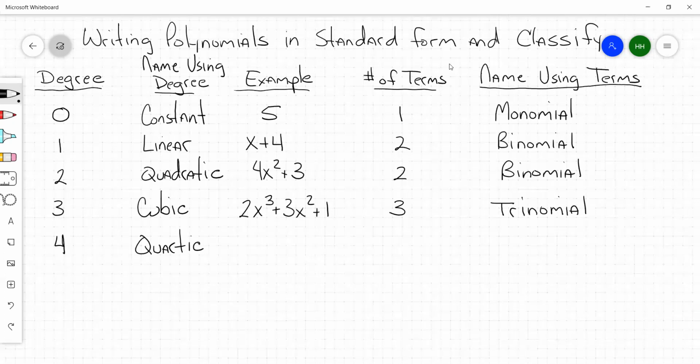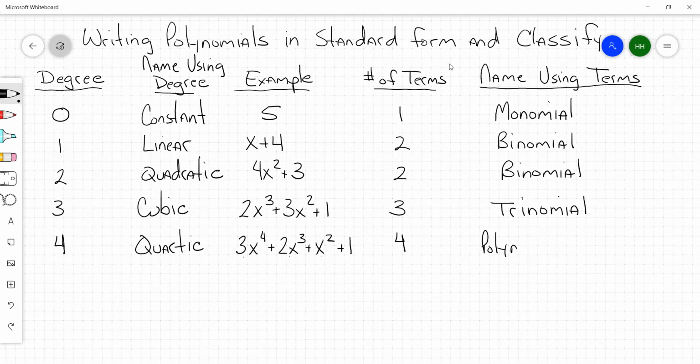An example, 3x to the fourth plus 2x to the third plus x squared plus 1. Now we've got 1, 2, 3, we've got 4 terms. Once it goes over tri, it becomes a polynomial of 4 terms. Polynomial of 4 terms. If there were 5 terms, it would be a polynomial of 5 terms.